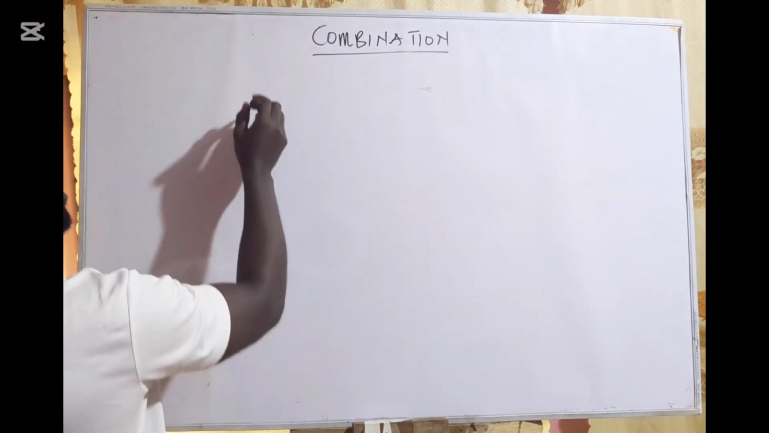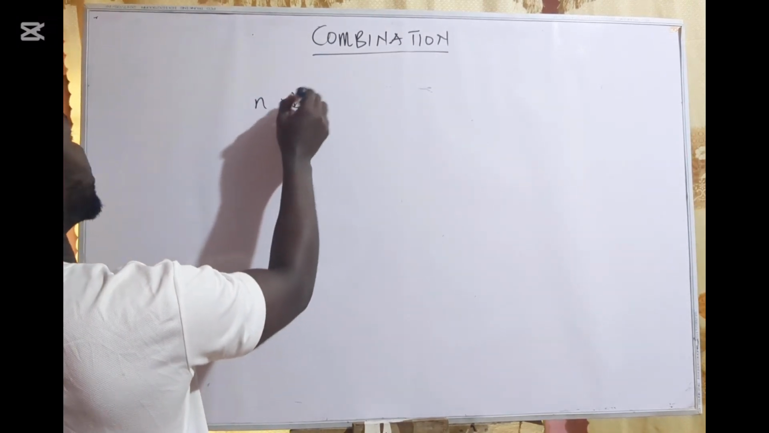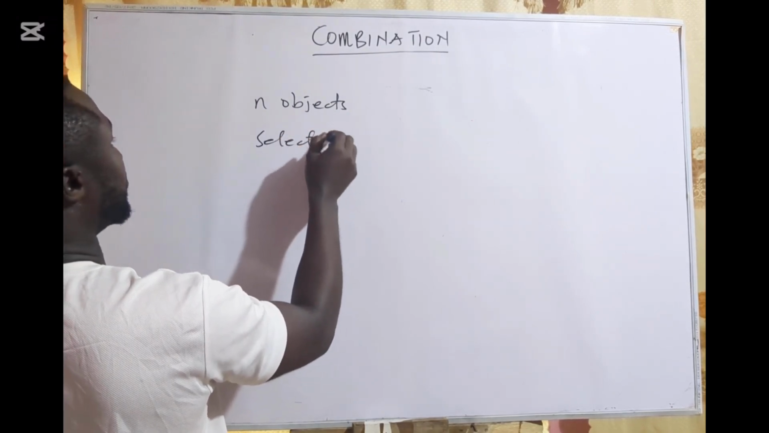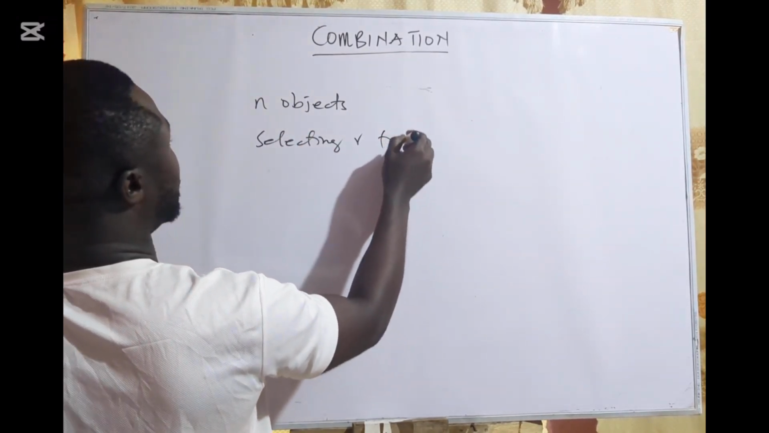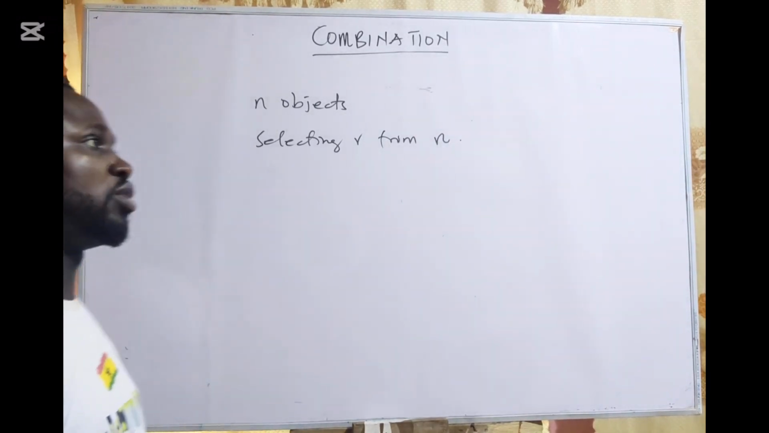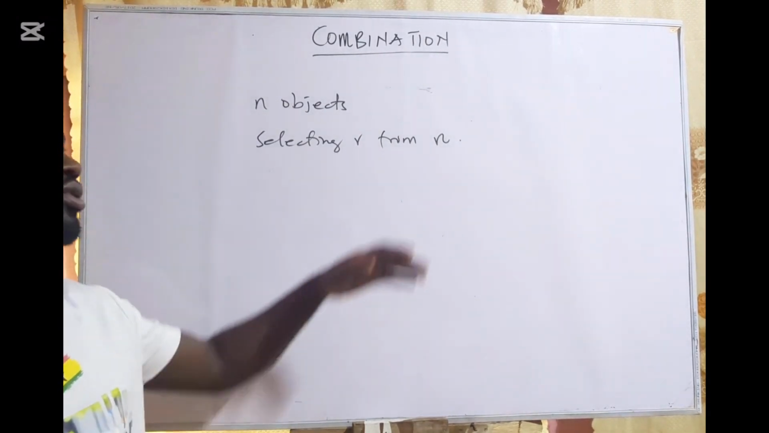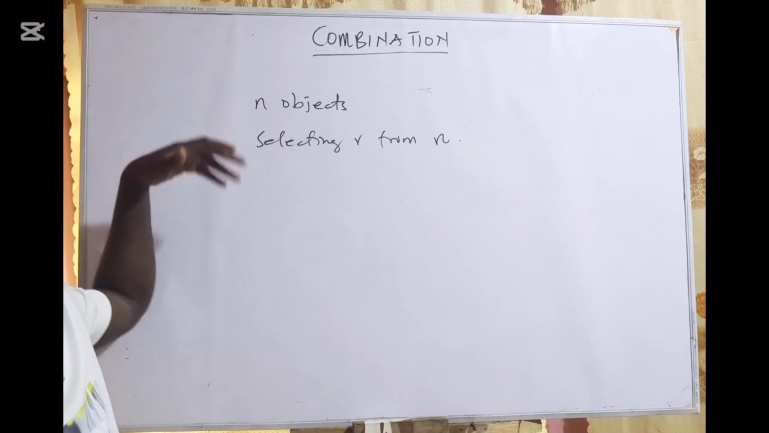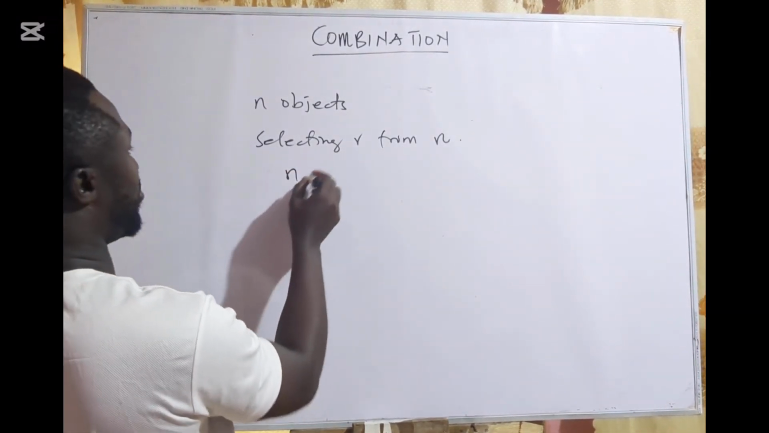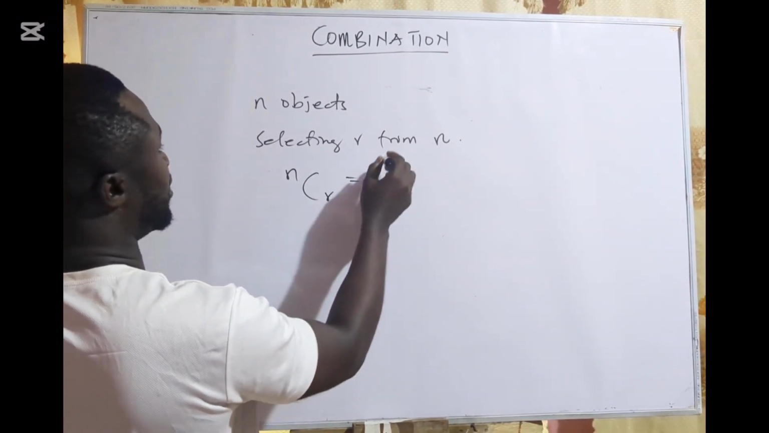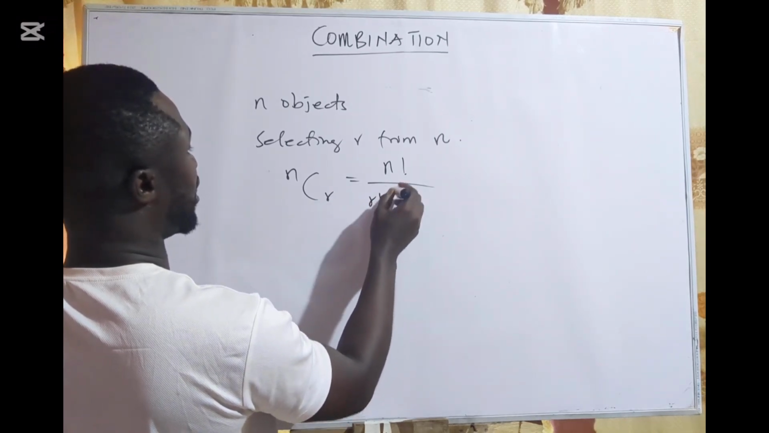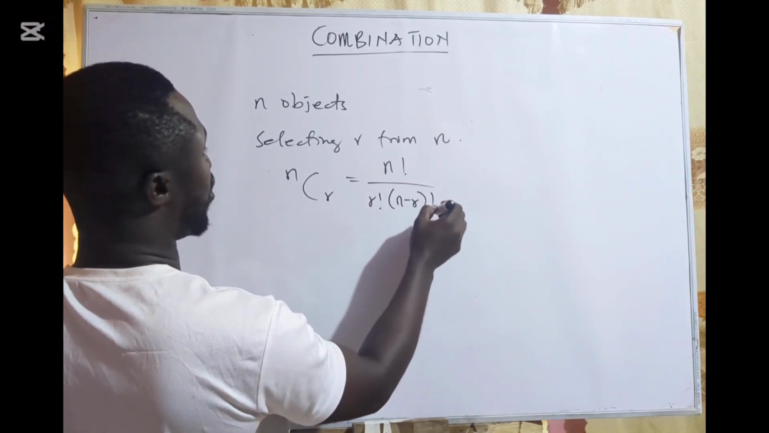So let's say I have n objects, selecting r from n at a time. Let me find the number of ways I can select r objects from n at a time. That is nCr, and you know it is n factorial divided by r factorial times (n minus r) factorial.